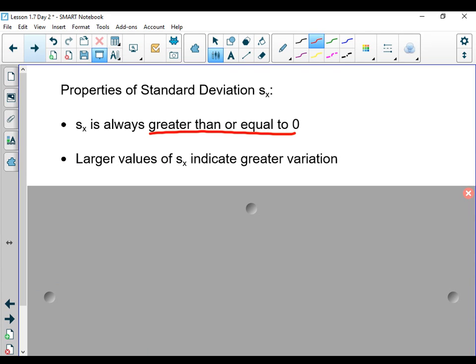Like I just mentioned, if I have bigger values of the standard deviation, the bigger the value, the greater the variation, or the greater the spread.